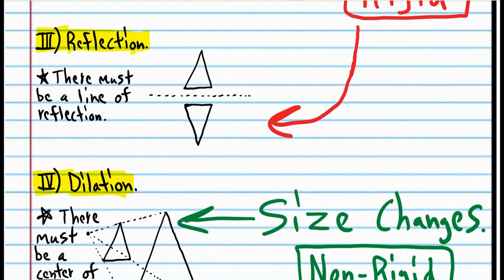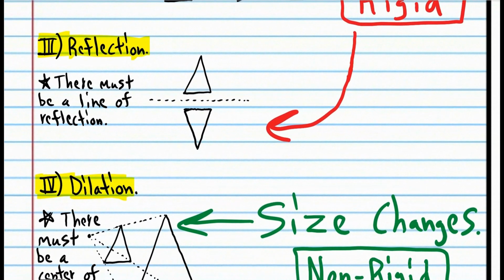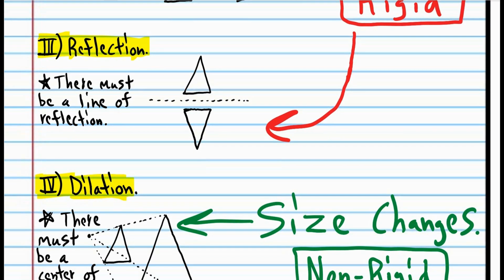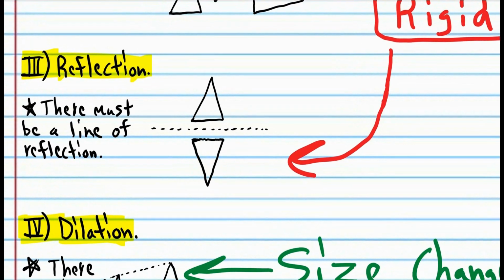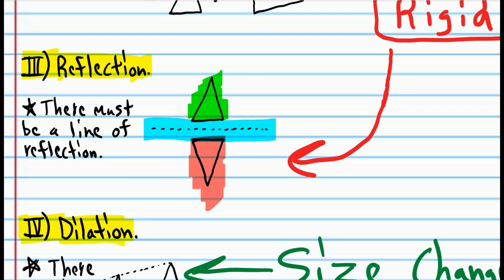The third type of transformation is reflection, and that's when you flip an object over some line. And the reason that this is called reflection is because if you have a mirror, let's say that this line here is a mirror, and you set this triangle in front of the mirror, well, what do you see in the mirror? You see this red triangle. So that's why this is called reflection.